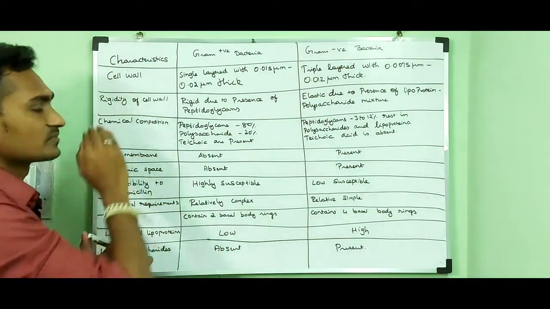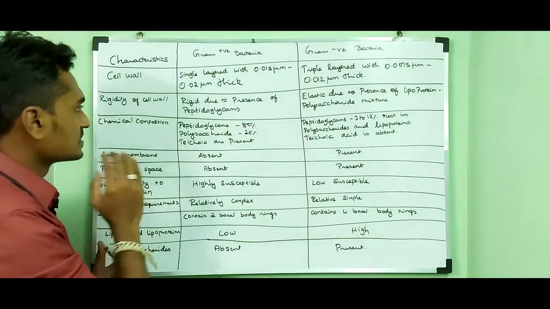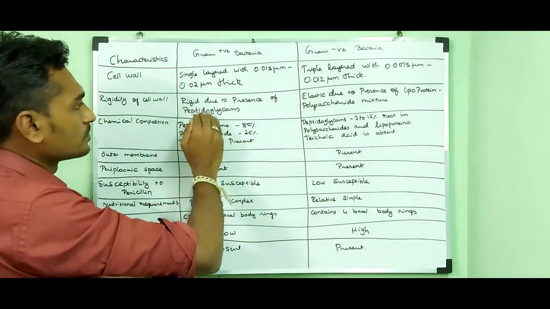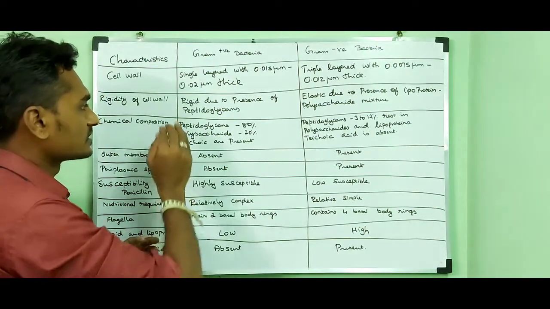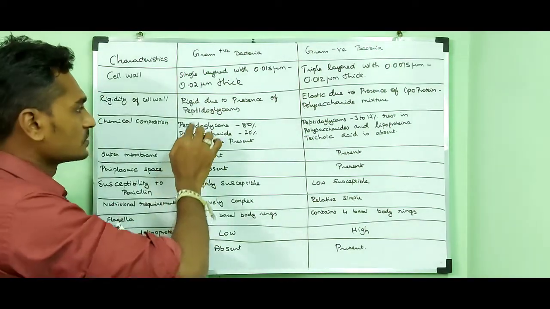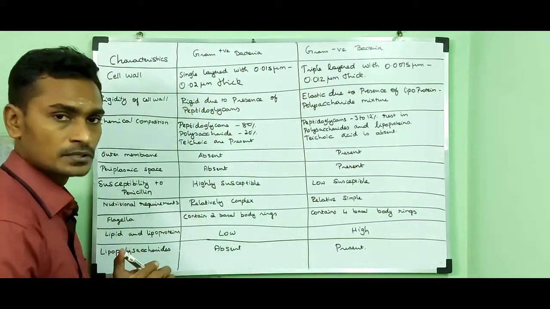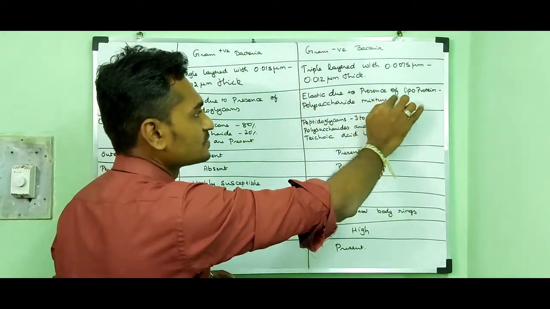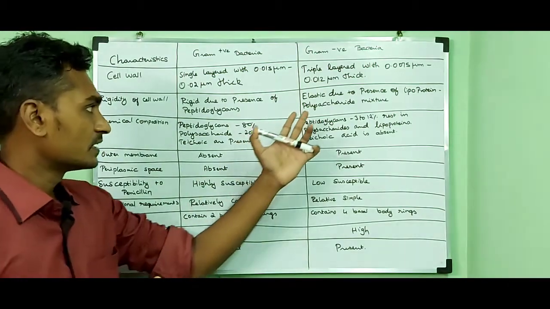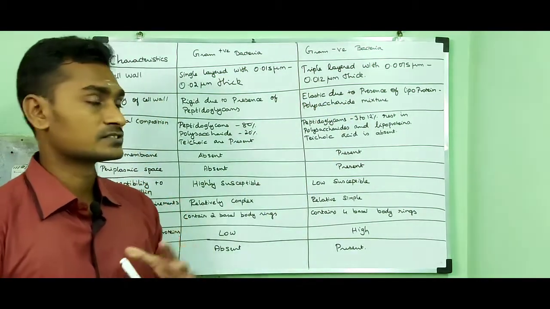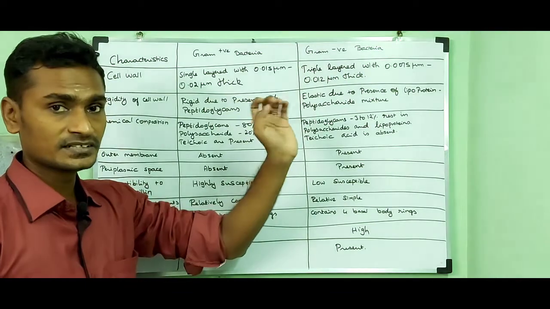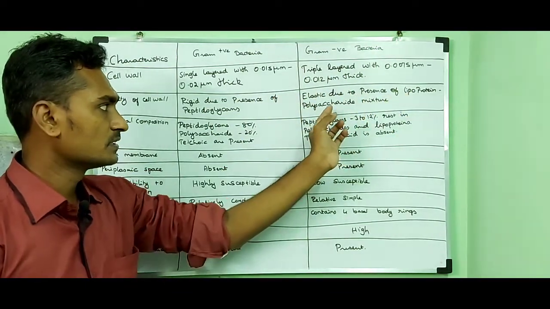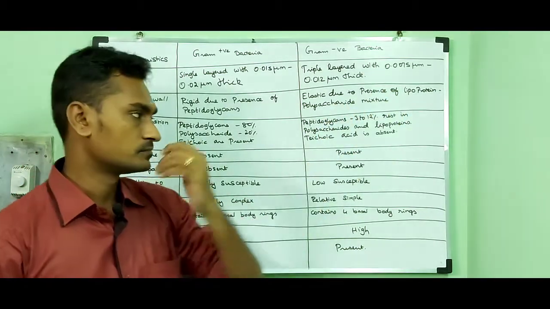Then rigidity of the cell wall. Gram positive bacteria show the presence of peptidoglycan, so the cell wall is rigid due to the presence of peptidoglycan. In the gram negative bacteria, the cell wall is elastic due to the presence of lipoprotein and polysaccharide mixture.